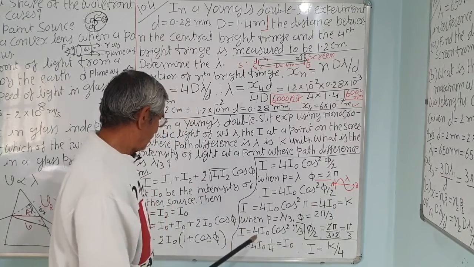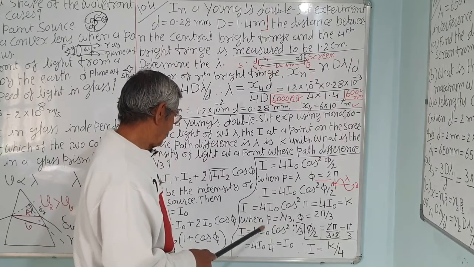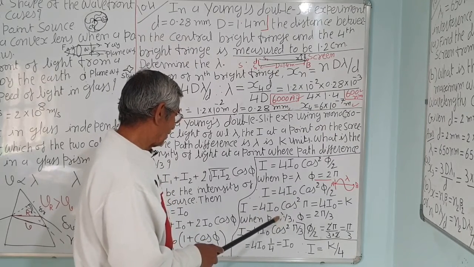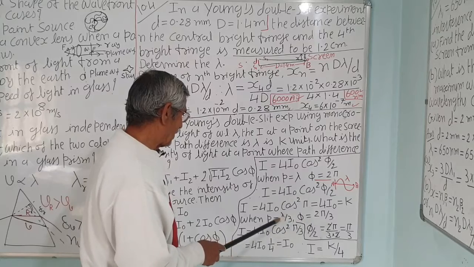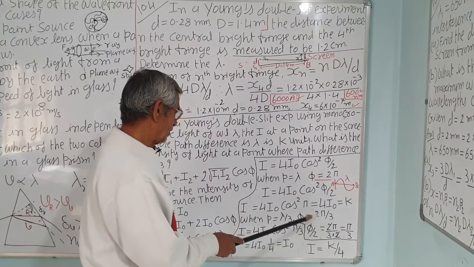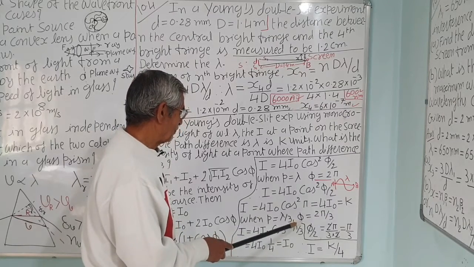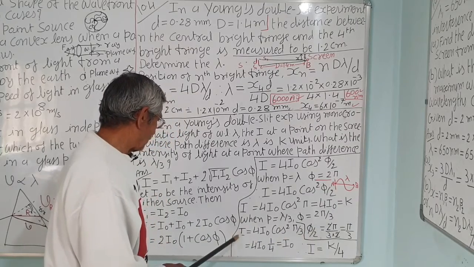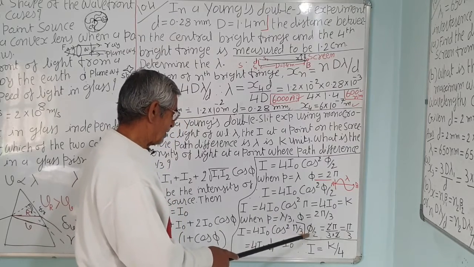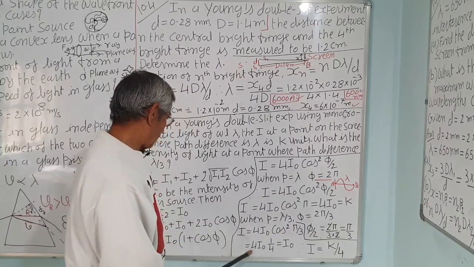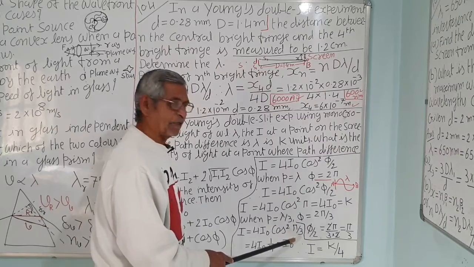Now come to the original question, when the path difference is lambda by 3. What is the phase difference? Phase difference for lambda is 2 pi, so for lambda by 3 it is 2 pi upon 3. So phi is 2 pi by 3, and phi by 2 is pi by 3. Again put the value: I is equal to 4I0 cos square pi by 3. Correct? That is 4I0 into 1/4, since pi by 3 is 180 by 3, that is 60 degrees.